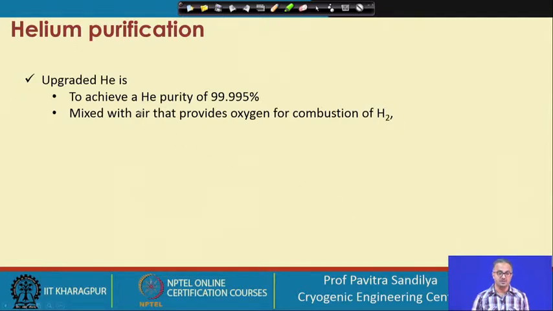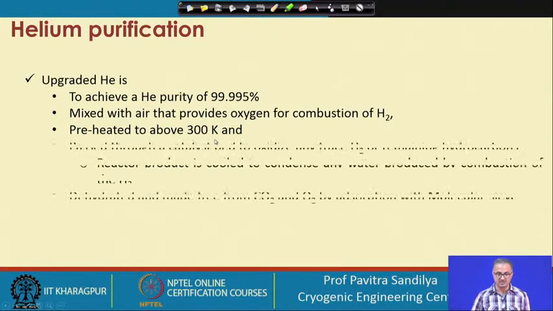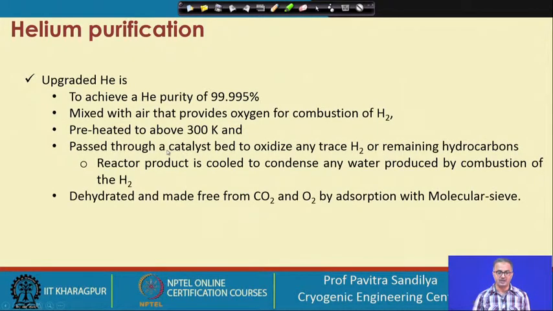After upgradation, we get a highly pure helium gas as we saw earlier. So how do we do it? First we mix the upgraded helium with air, and the air provides the oxygen required to combust hydrogen. Then it is preheated to about 300 Kelvin, and then it is passed over a catalyst bed to oxidize any trace of hydrogen and remaining hydrocarbon.